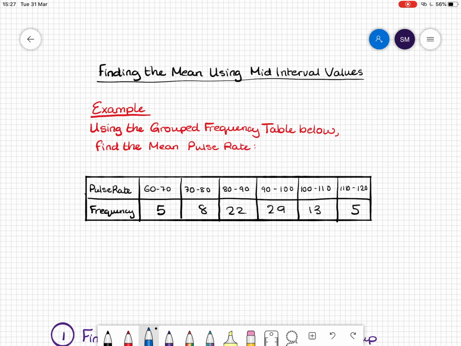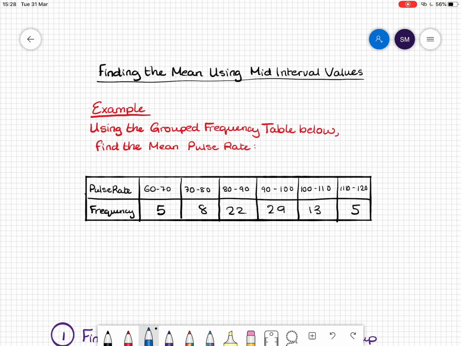Okay, so in this example, we are going to be looking at finding the mean using mid-interval values on a grouped frequency table. The difference between this and any of the examples we would have done before is the fact that we have a range or a group in each of the slots. So for the pulse rate for 60 to 70, there's a range there of 60 to 70, and we have a frequency of 5 people within that range. And so on for the rest of them.